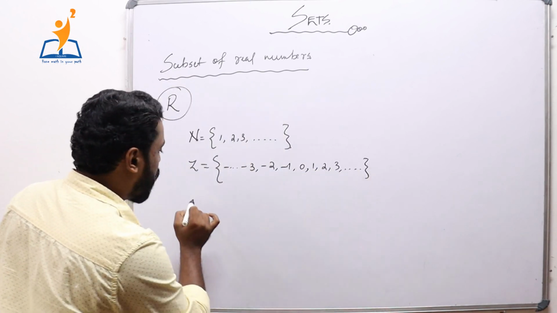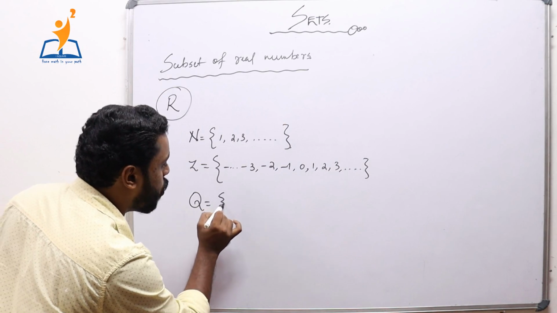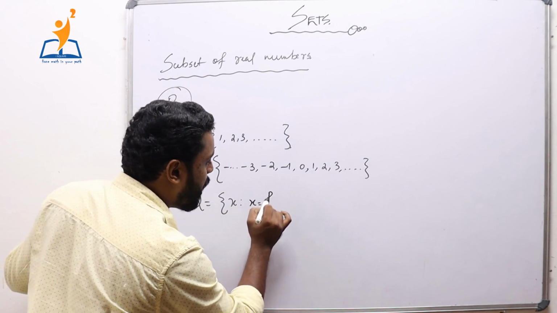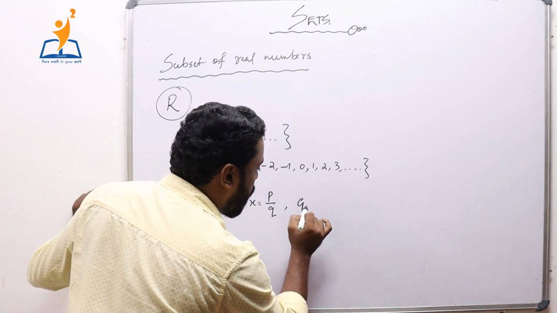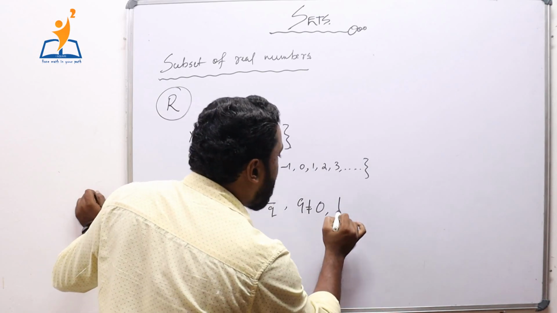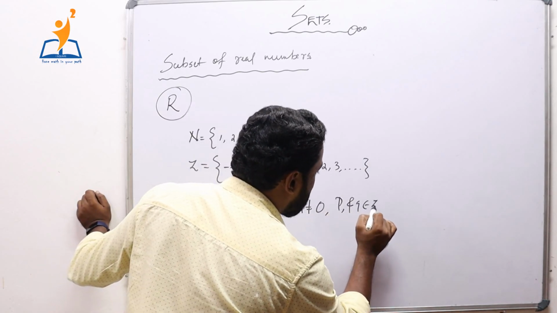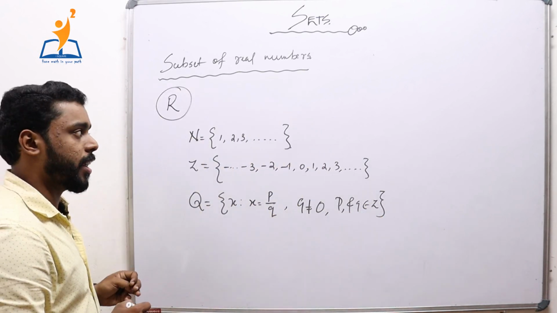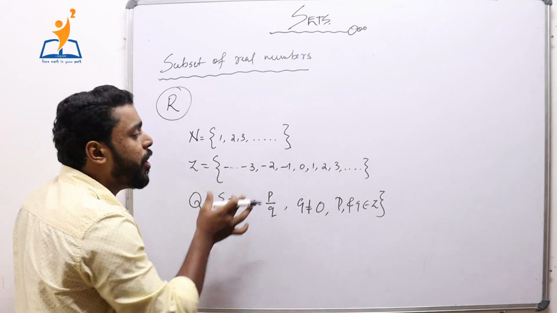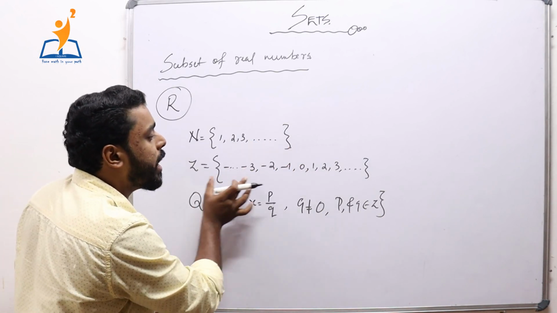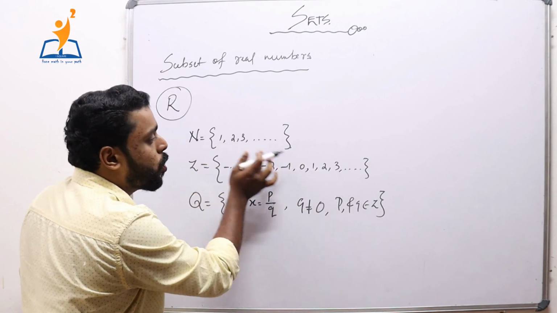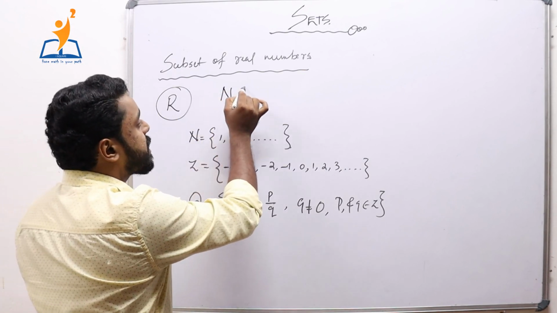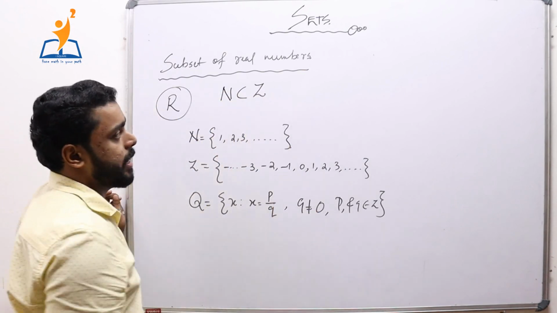Now we have the set of all rational numbers, which is the set of all x such that x is of the form p by q, where q must not be equal to 0 and p and q are elements of Z. So, this is the set of all rationals. So, we have 3 sets here, isn't it? See, each and every element of N is also in Z because 1 is in Z, 2 is in Z, 3 is in Z and so on. So, N is a subset of the set of all integers.